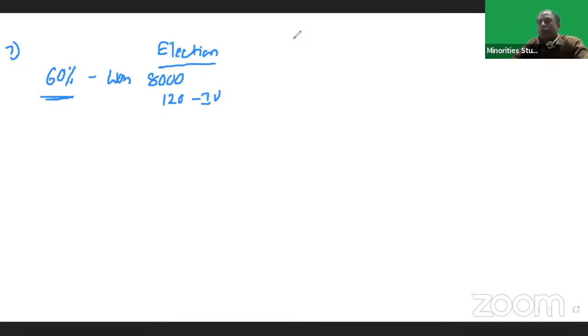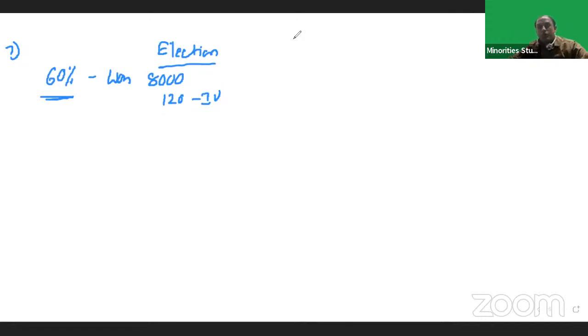Option A, 60% of total votes in that constituency. Option B, 60% of total polled votes. Option C, 60% of valid votes only. Which one is right?